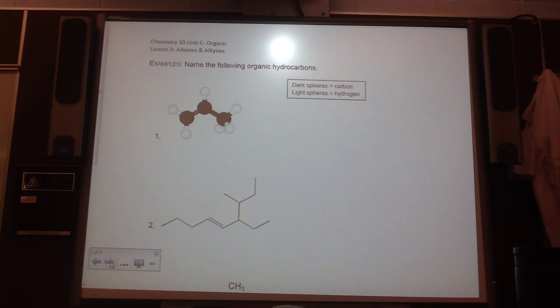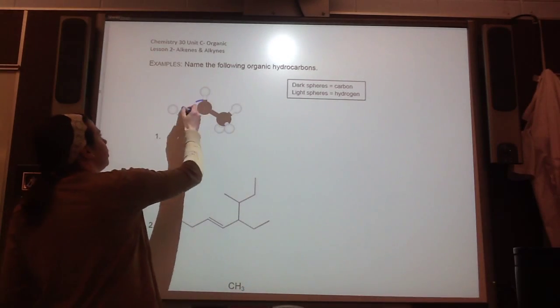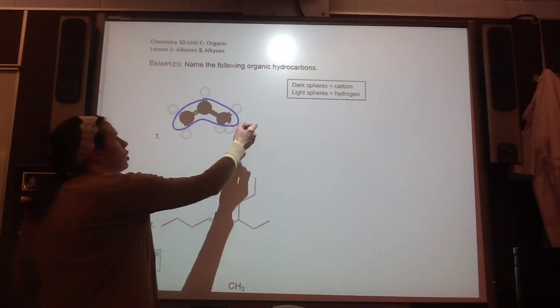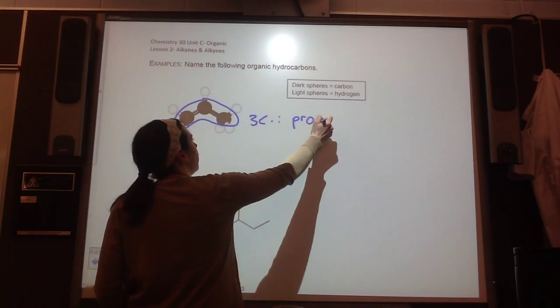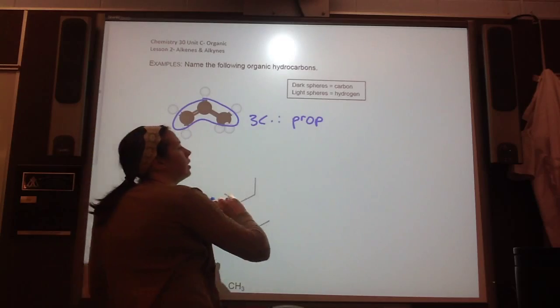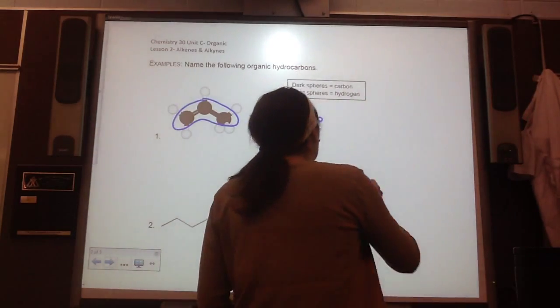Okay, so this one. You identify the longest chain, which is obviously right there. There's 3 carbons, therefore we need to call it something prop. And it has a double bond, so it would be ene.